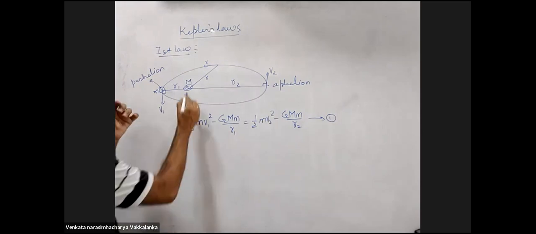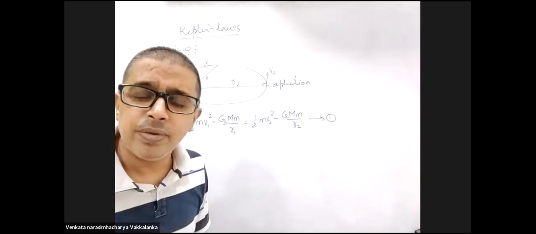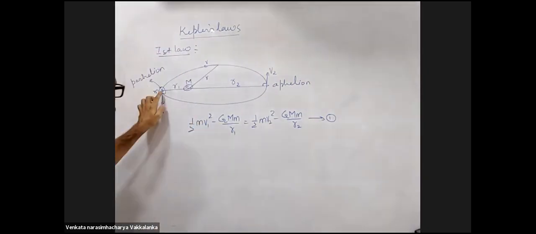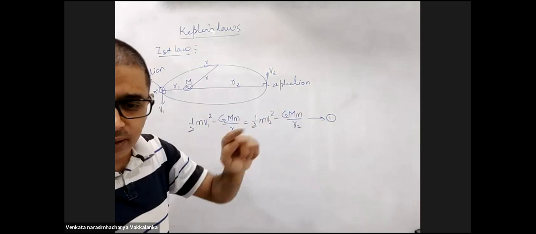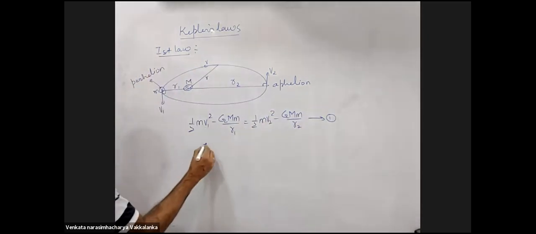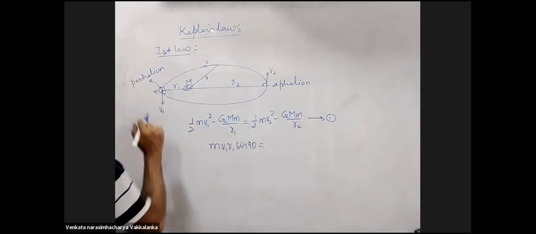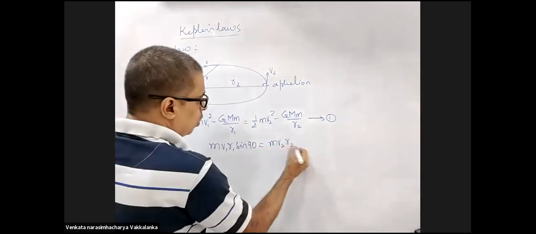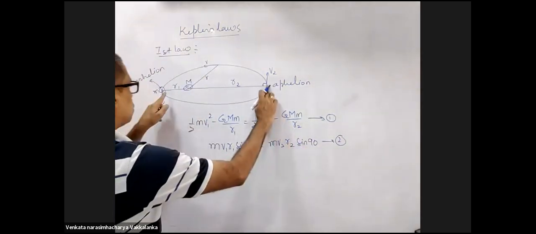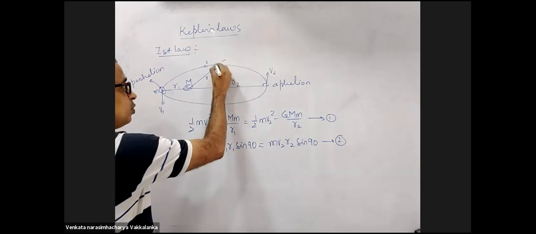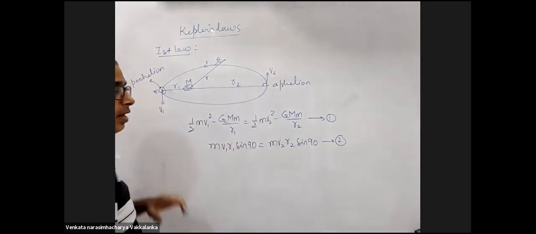What is the second equation? Conservation of angular momentum about the sun. Why? Because torque about that will be zero. Force of attraction between the two is passing through the sun. So I can conserve angular momentum about the center of the sun. m v1 r1 sin 90 at perihelion is m v2 r2 sin 90 at aphelion. Sin 90 comes only for these two. Any other place you take, you will have to take sin theta. You are dealing with perihelion and aphelion now.